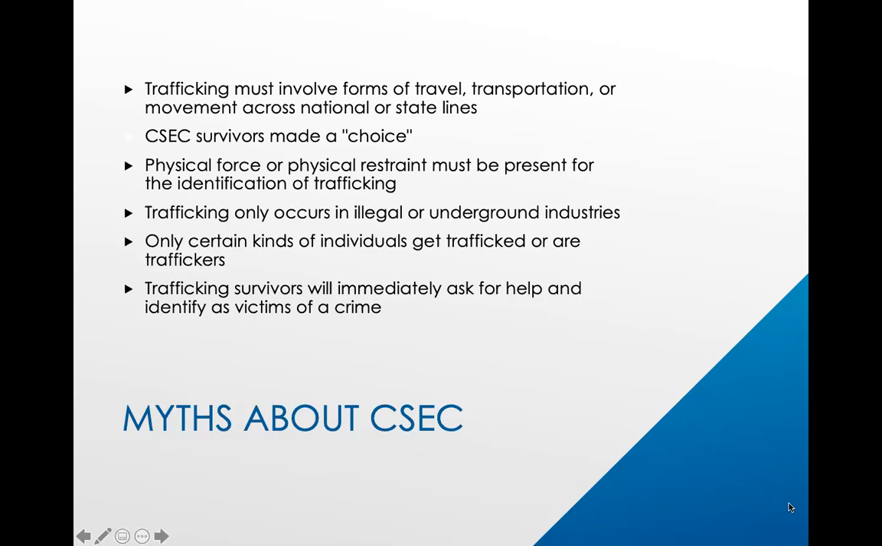One of the things we know is that in some instances there is movement. Unfortunately, up and down our state, we're in California, two of the big routes we see for CSEC survivors are up the 101 and up Highway 5, or Interstate 5. We see those a lot as trafficking routes.